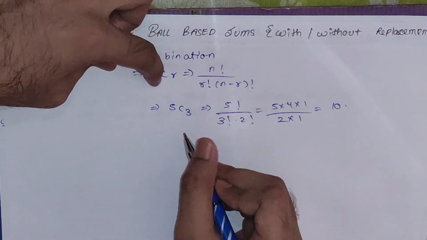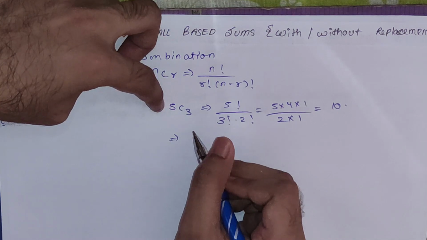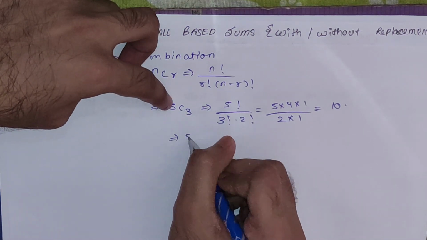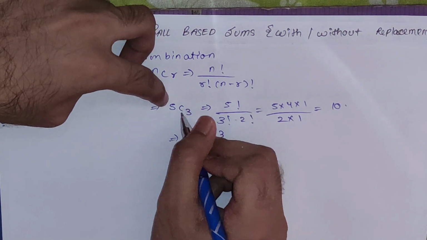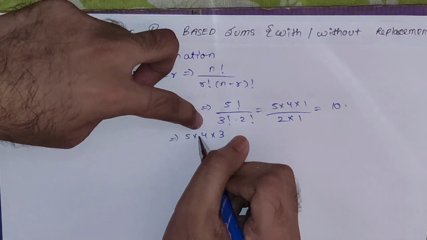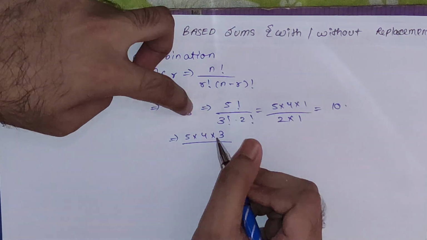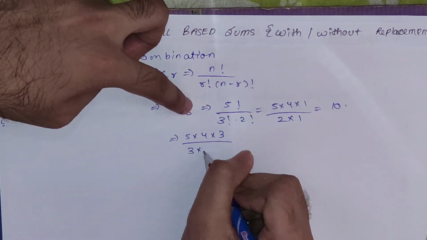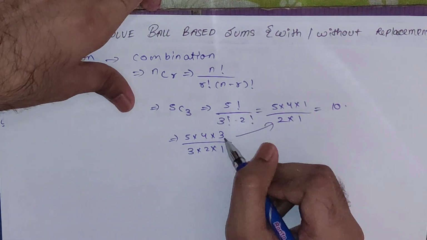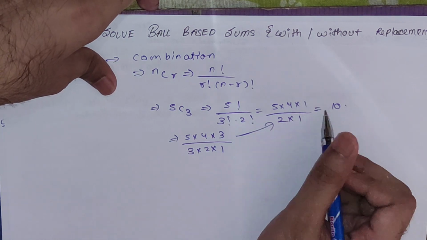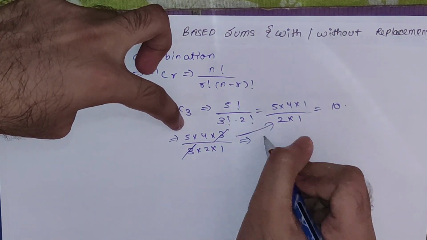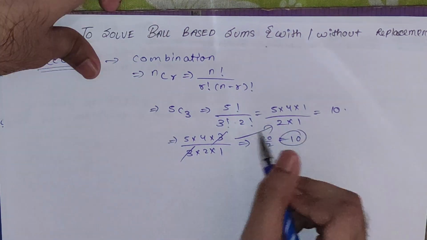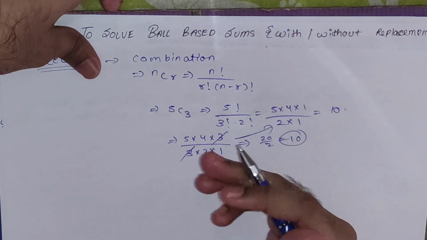But the trick to solve this is you have to write it like this: 5 into 4 into 3. You have to reduce this number 5, 3 times. 5 into 4 into 3, and then reduce 3 to 1, 3 into 2 into 1. So you can see you directly reach these steps, and then you can simplify it very easily. This 3 gets cancelled, and this will be 20 by 2, basically 10. So if you use this basic trick, you can save some time.